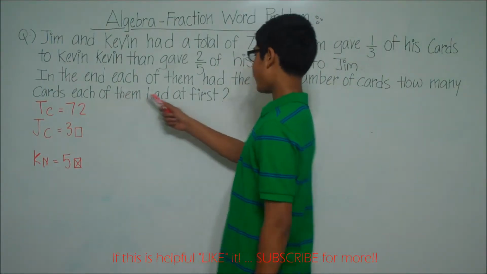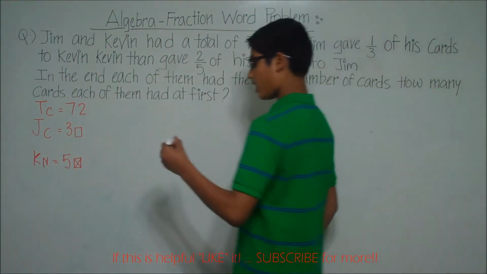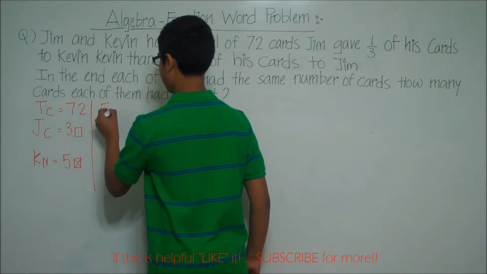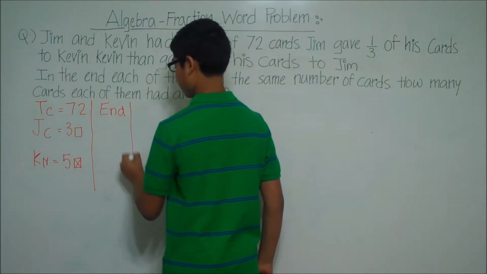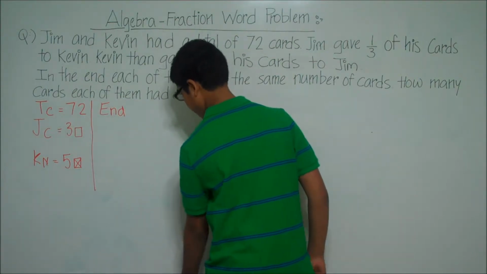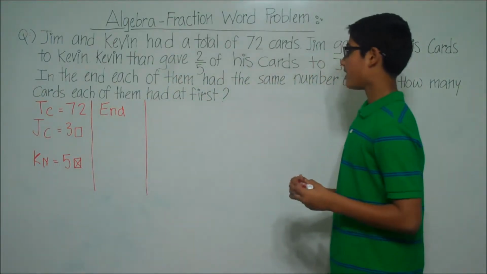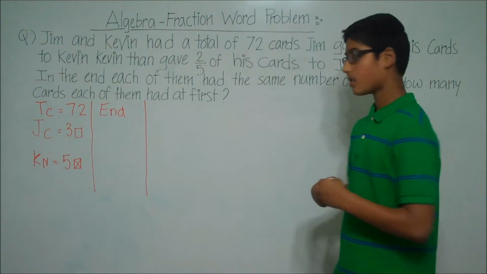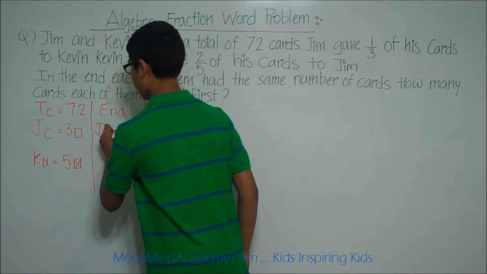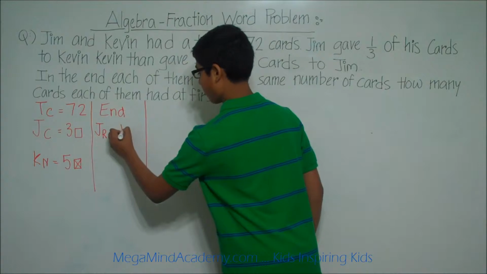Now, in the end, each of them had the same number of cards. So let's make another column. This is called the end column. Let's make this column bigger. Now, in the end, each of them had the same number of cards. So, this means that Jim remaining, J for Jim, R for remaining, is equal to Kevin remaining, K for Kevin, R for remaining.